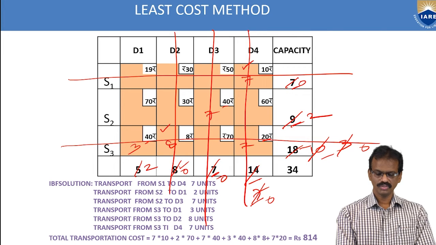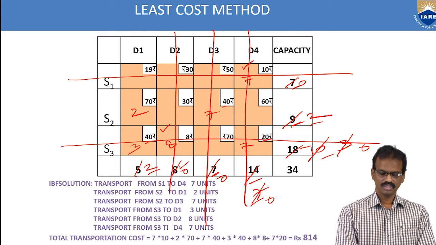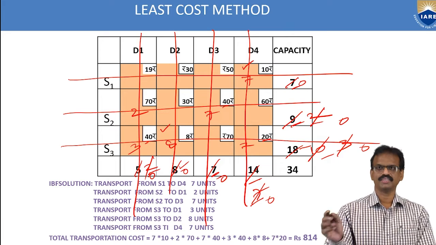So finally there is only one cell, that is 2. Here also 2, here also 2. Then you can allocate 2 here. Then this 2 will be cancelled. The column will be cancelled, the row will be cancelled.